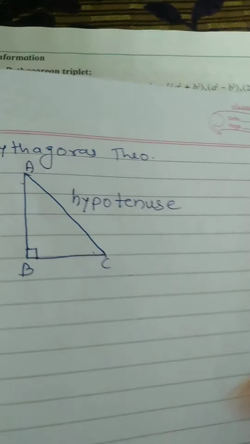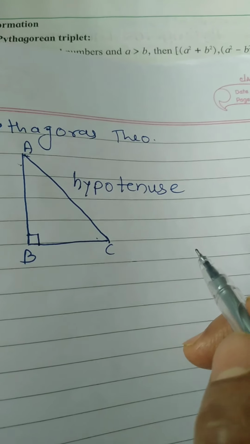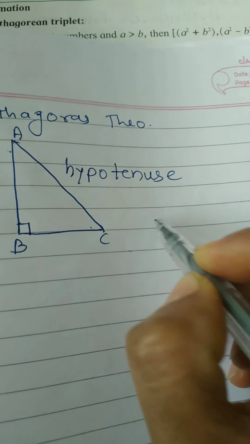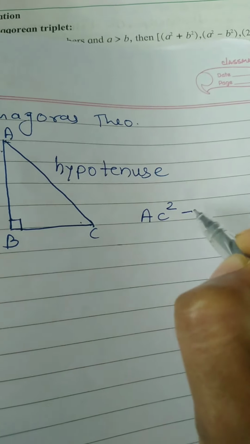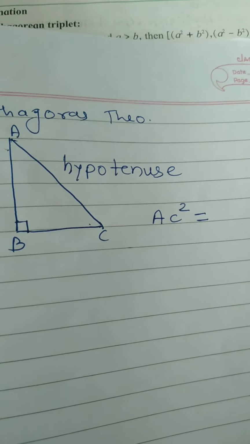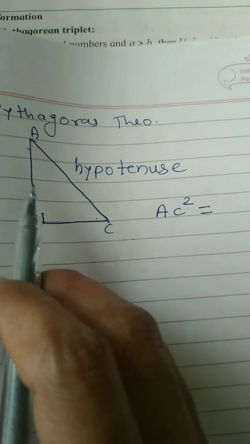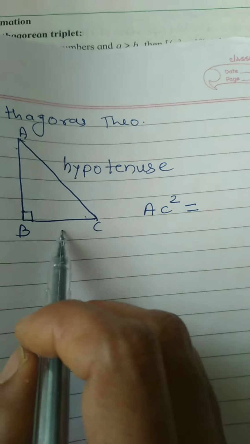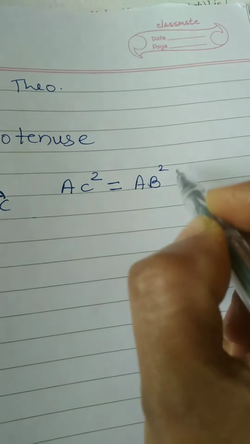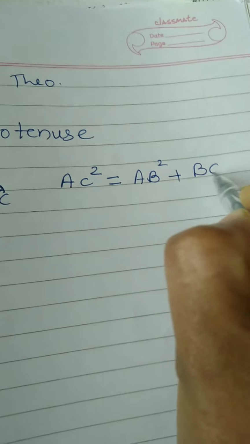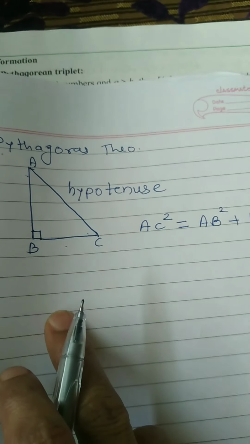So by Pythagoras theorem, the square of the hypotenuse, which is side AC, is equal to the sum of the squares of the remaining two sides, means AB square plus BC square. So this is Pythagoras theorem.